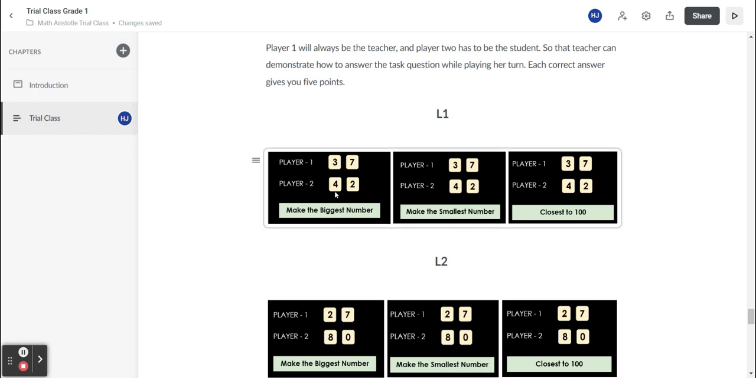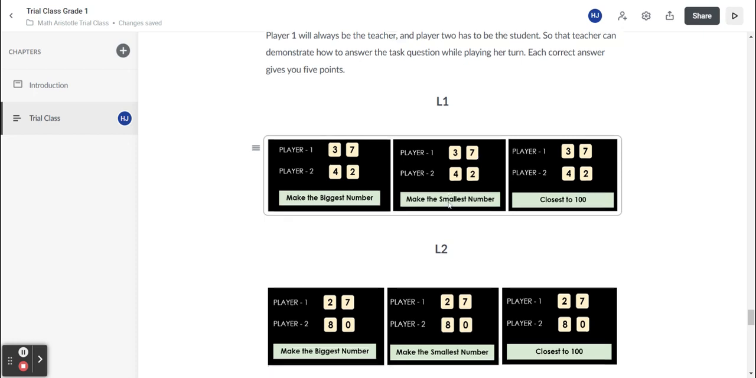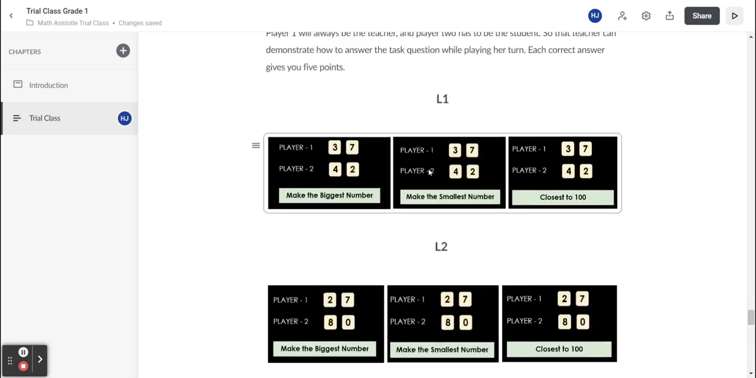Now next is 4 2. Here let the student do this. Looking at your logic, the student is expected to come out with the answer that the biggest number possible is 42. Now, for the next level, the rest of the questions are basically making the smallest number possible for level one, and then the number that is closest to 100. The same rules will be applicable. You cannot repeat a digit.